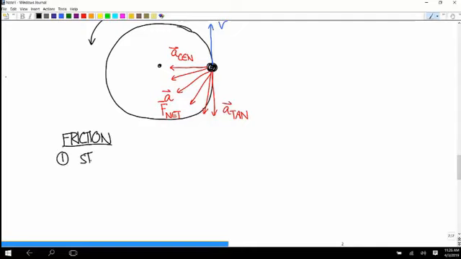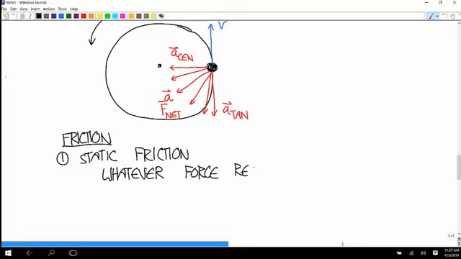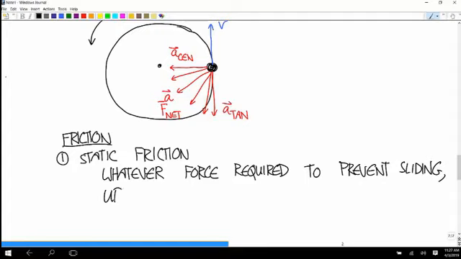We talked about static friction. You can think of this as providing whatever force is required to prevent sliding, up to a maximum value, up to mu sub s times the normal force. And if a bigger force than that is required to prevent sliding, then it'll start to slide.